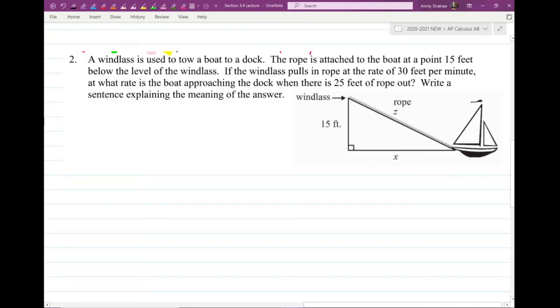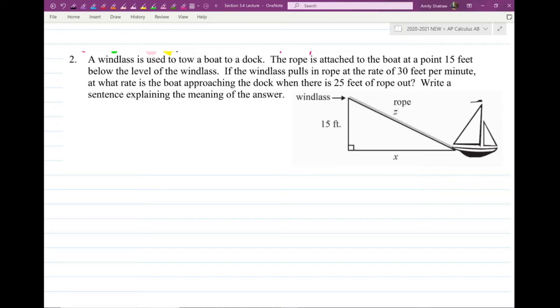For number 2, I moved it over because I always need a little bit more room. It says a windlass is used to tow a boat to a dock. The rope is attached to the boat at a point 15 feet below the level of the windlass. If the windlass pulls in the rope at the rate of 30 feet per minute, at what rate is the boat approaching the dock when there is 25 feet of rope that's out? Write a sentence explaining the meaning of the answer.